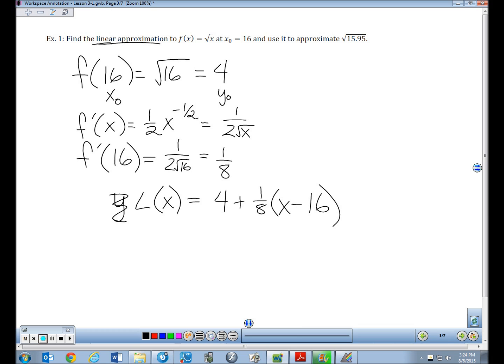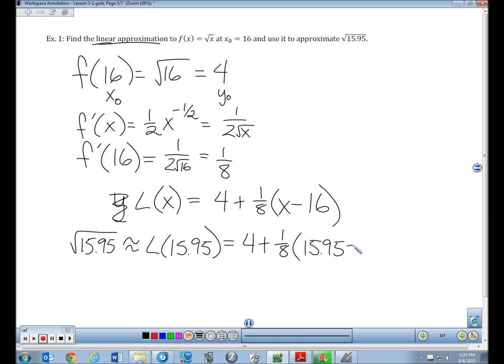Now, what we want to do is we want to approximate the square root of 15.95. So square root of 15.95 is approximately L of 15.95, and that's equal to 4 plus 1/8 times 15.95 minus 16. Now 15.95 minus 16 is negative 0.05. And at this point, if you weren't comfortable doing anything else, you could leave your answer like this and get full credit, because that is an approximation of the square root of 15.95.